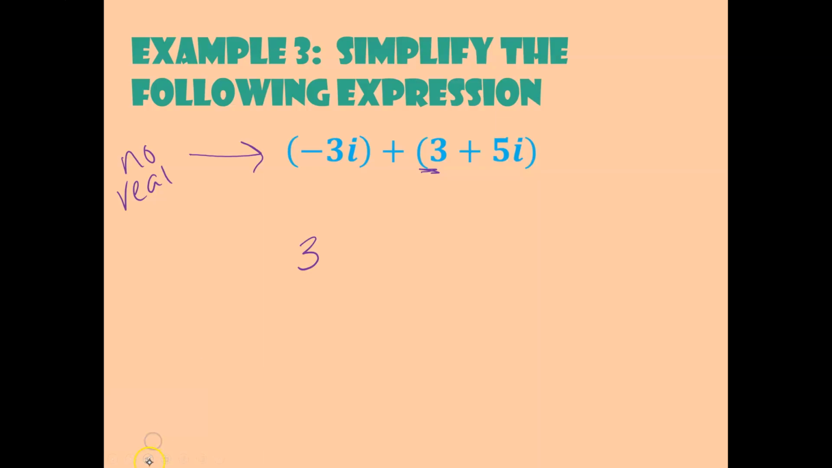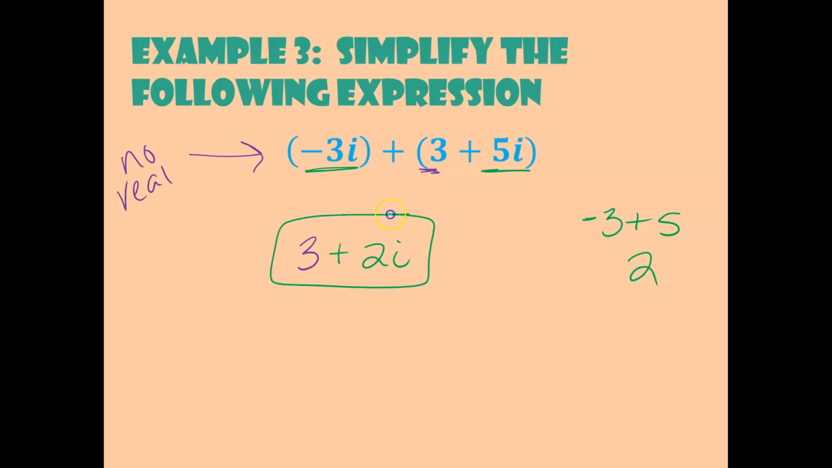So then I've got my imaginary part, and it's negative 3i plus 5i. So that's really saying negative 3 plus 5, which is going to give me a positive 2. So it's going to be plus 2i. Okay?